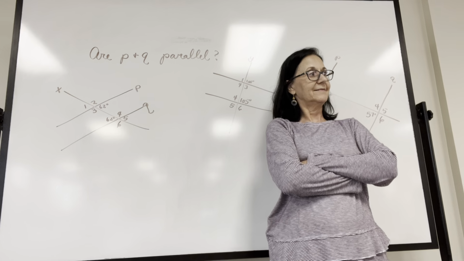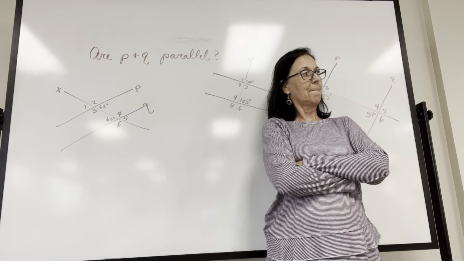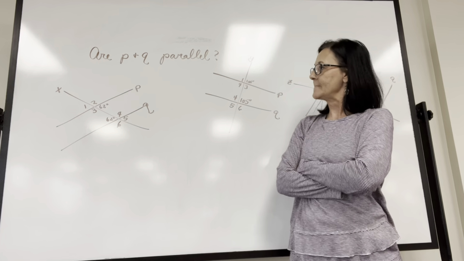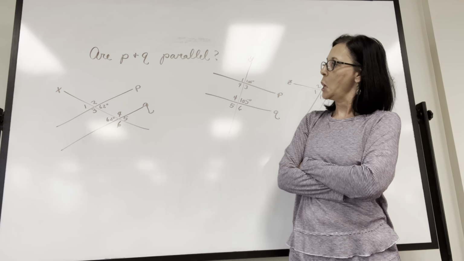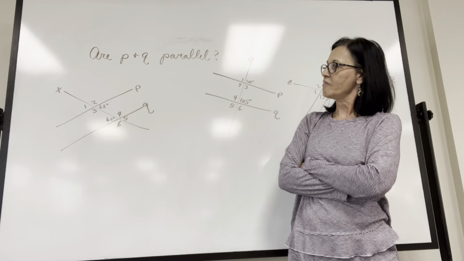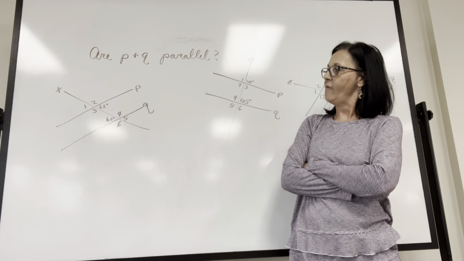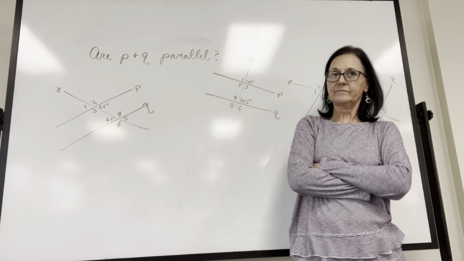What? They're not. Okay, why are they not? Because the 62 degrees and the angle 3, they're a linear pair. And 62 degrees minus 180 is not equal to 62 degrees. So they're not the same angle. So if 2 angles are not equal, then the lines next to them can't be parallel.